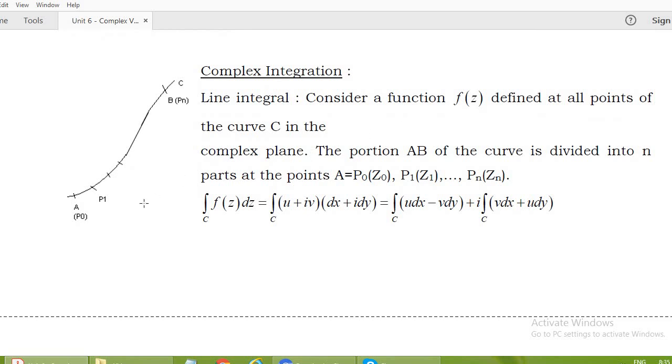Complex integration. Suppose this is an arc C in the two-dimensional complex plane. Function f(z) is defined for every point on this arc C. Then the integral along the arc C of f(z) dz is, this is the definition, f(z) equal to u plus iv, dz equal to dx plus i times dy, and that is equal to the integral whose real part is u dx minus v dy, plus again an integral whose imaginary part is v dx plus u dy.